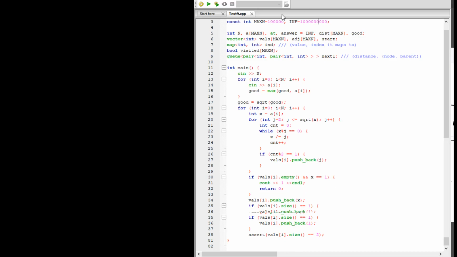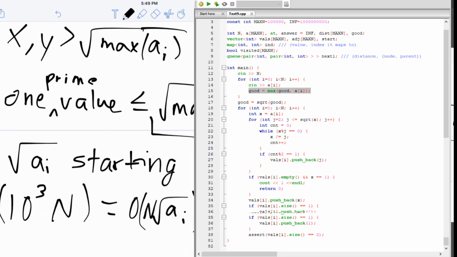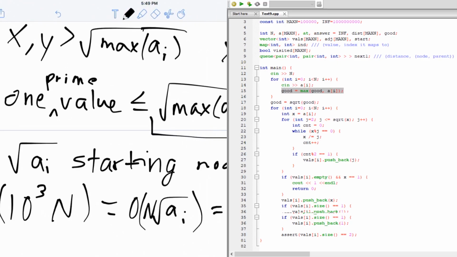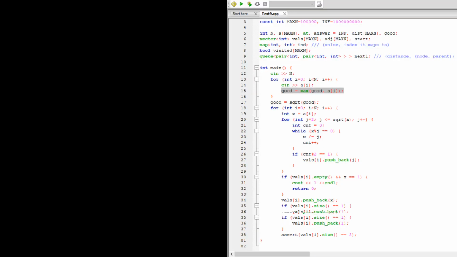Okay, so I have my int n, I have my input array AI. We'll just ignore the rest of the variables for now. So actually let's keep track of good. So remember how we said that one of the values is less than or equal to square root of max AI. Well, we need to know what square root of max AI is. So good just keeps track of that. At first, good is the maximum value.